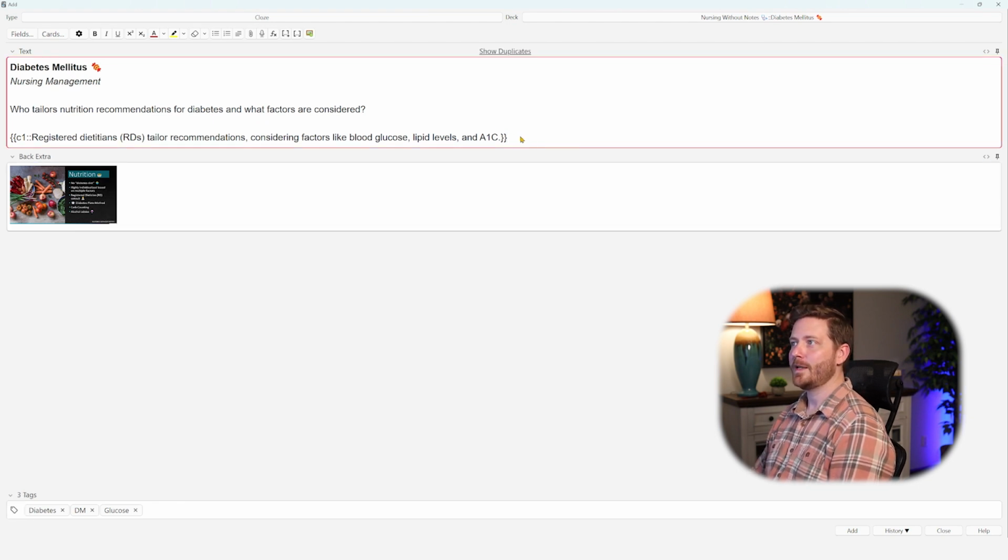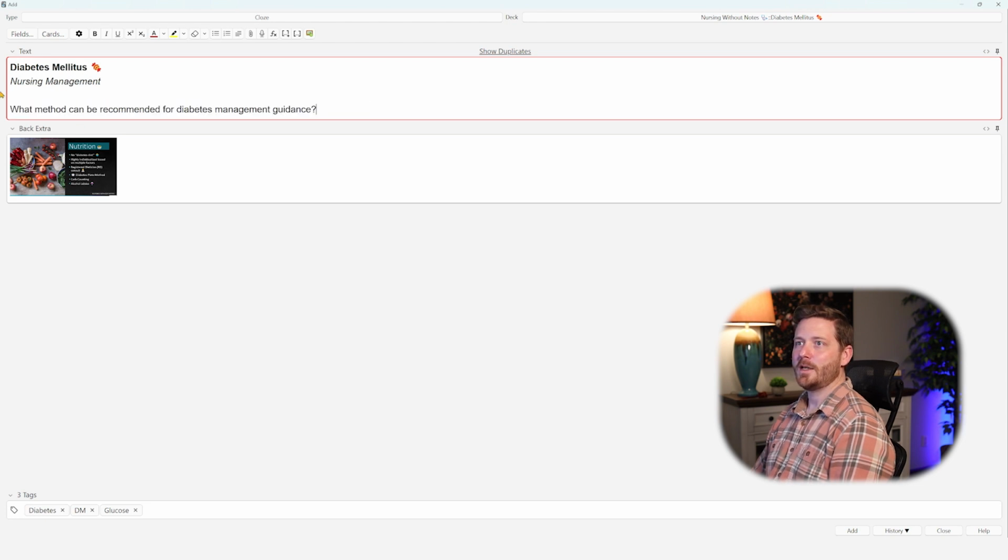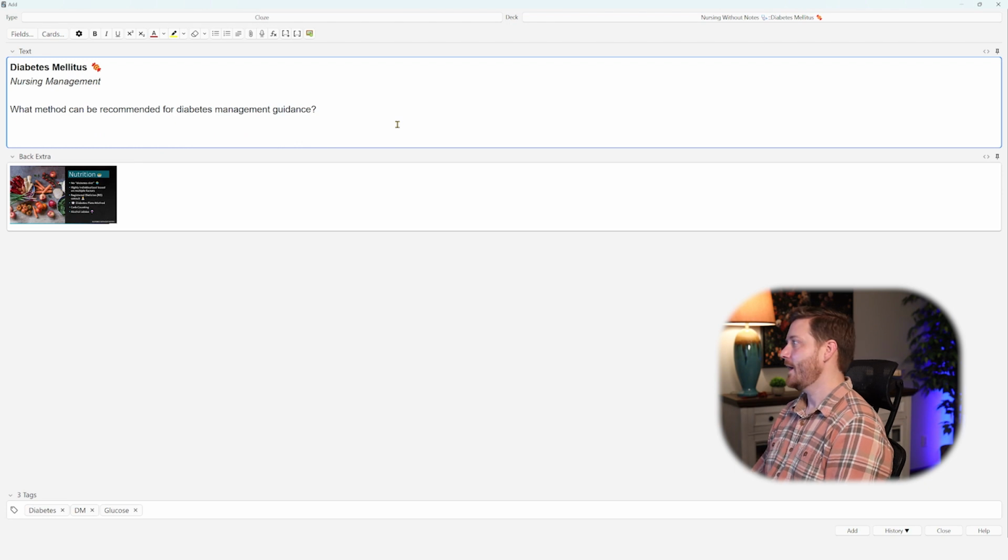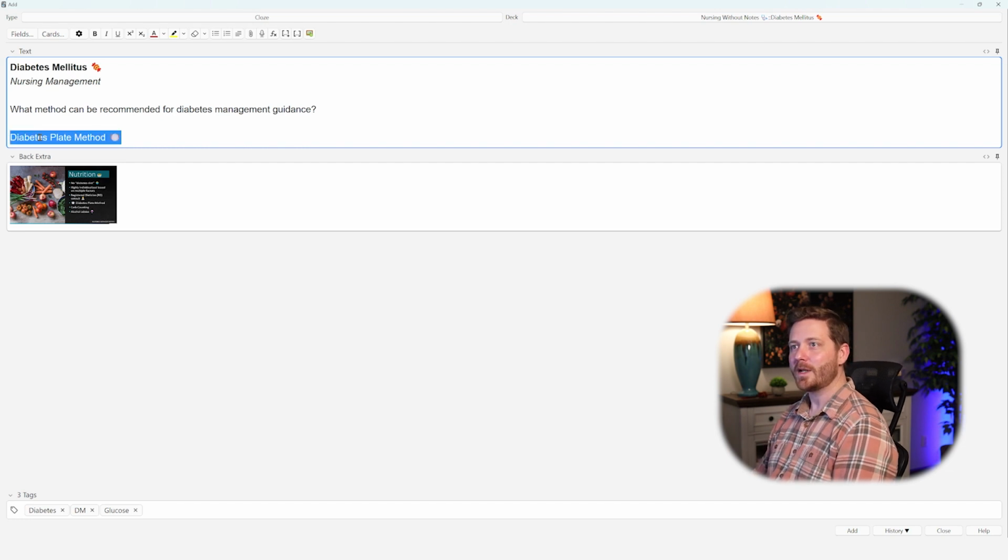All right, up next for our nutrition is what method can be recommended for diabetes management guidance. And, you know, that's going to be diabetes plate method. That'll be a real nice quick card. Control-Shift-C. We'll add that in.